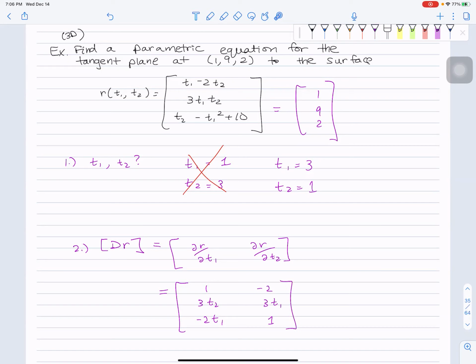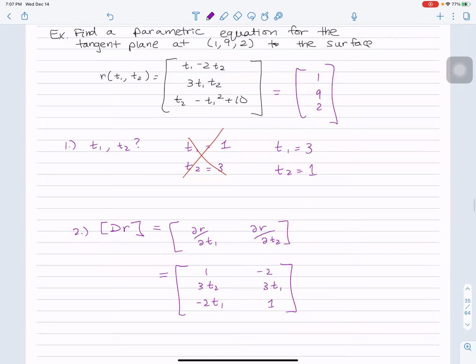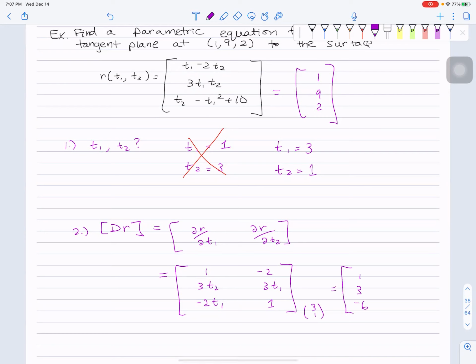And you see that these are all expressions, right? We want actual numbers. And so I need to plug in the t1 and t2 that I just found, 3, 1. So that means my derivative matrix is 1, 3, negative 6, negative 2, 9, 1.